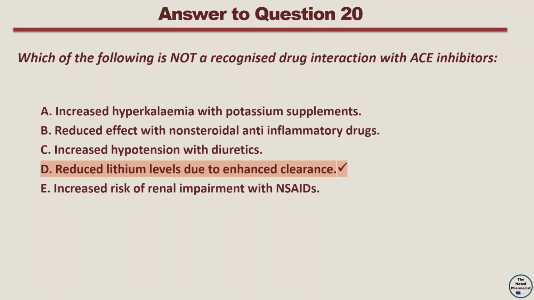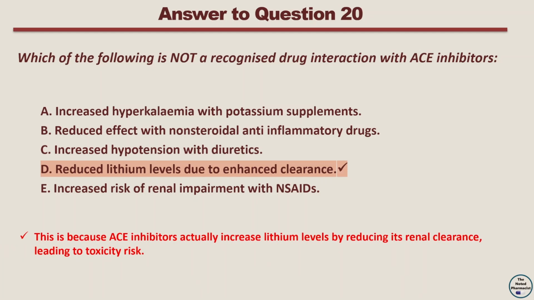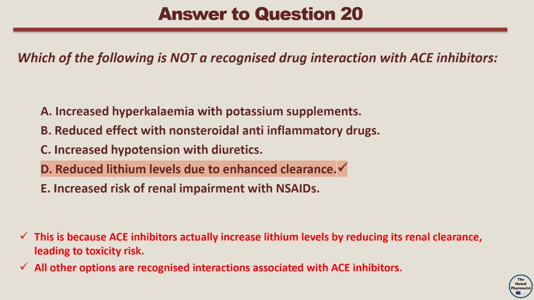The correct answer is option D, reduced lithium levels due to enhanced clearance. This is because ACE inhibitors actually increase lithium levels by reducing its renal clearance, leading to toxicity risk. All other options are recognized interactions associated with ACE inhibitors.